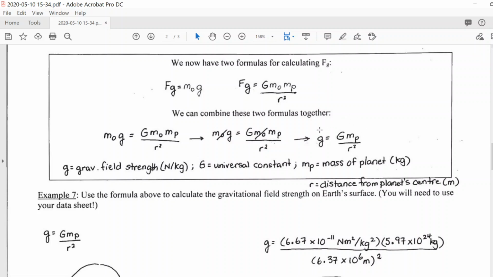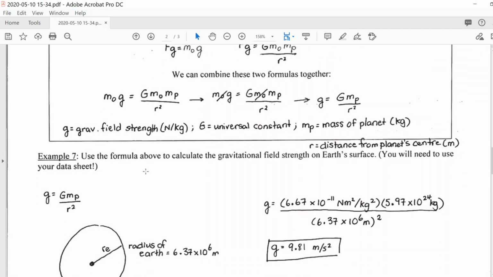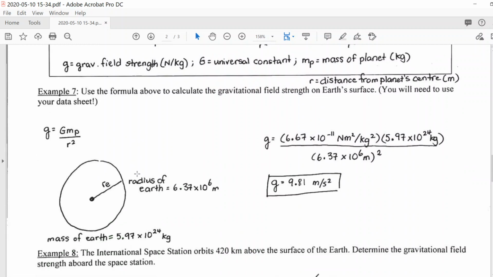So what this formula allows me to do is calculate the value of little g, which is the gravitational field strength, on a particular planet. As long as I know the mass of that planet and r, which is the distance from the planet's center, then I also know capital G as well, right? Because it's a constant. As long as I know those three values, I can find out what little g is for any planet that I want. So let's start by seeing how that formula works for Earth.